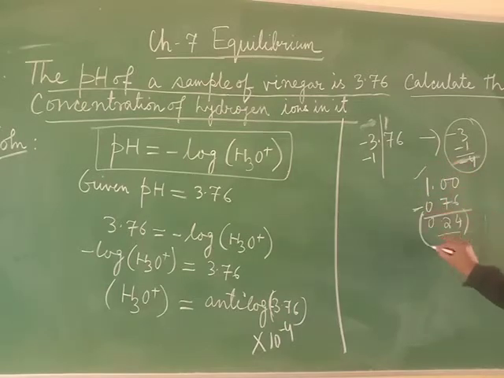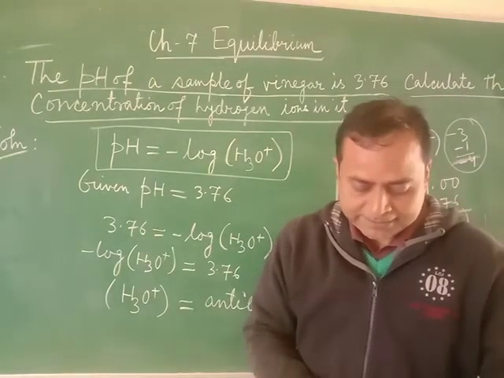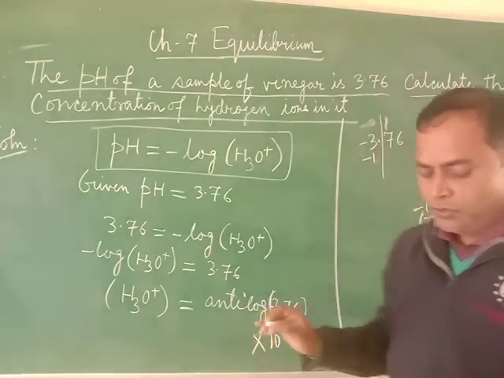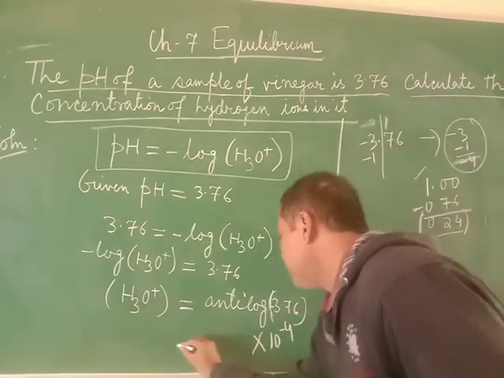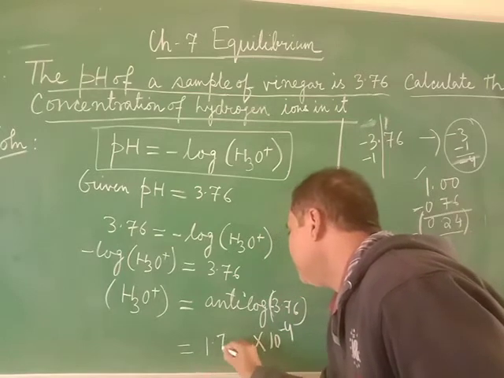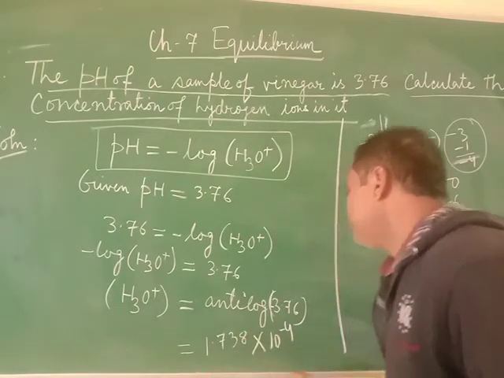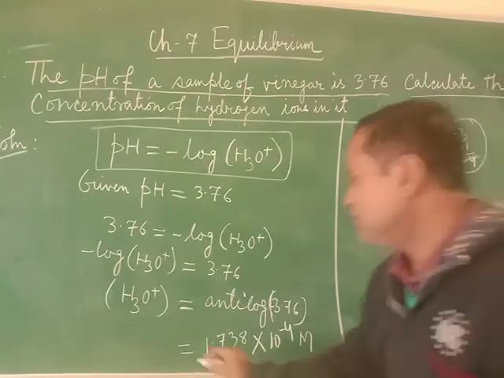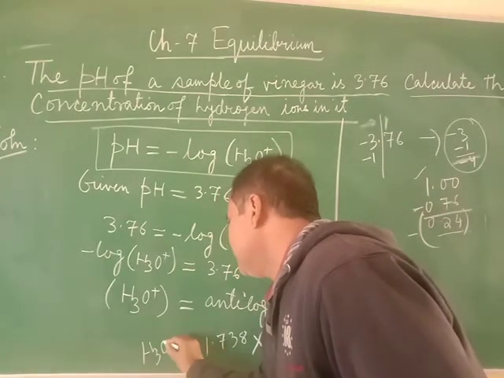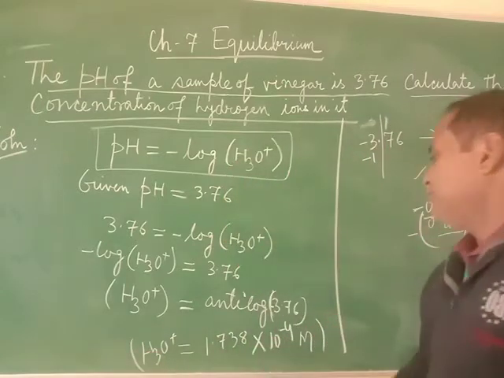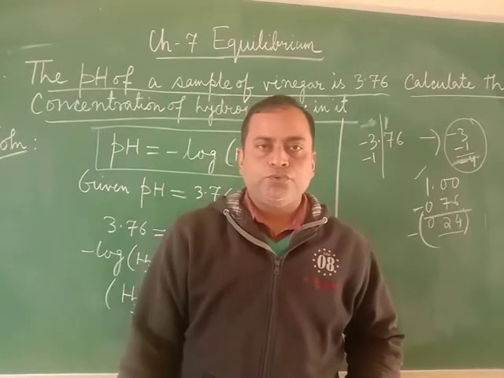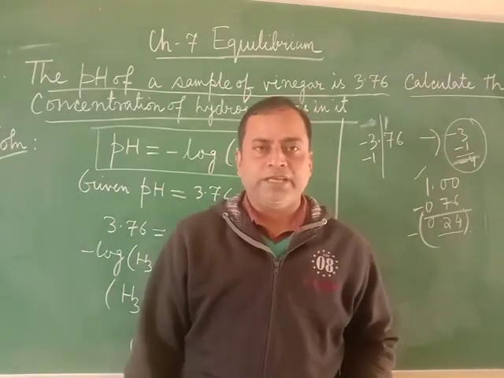So we get 0.24. Now in the log table, I find that the antilog of 0.24 is 1738. So here the answer will be 1.738 into 10 to the power minus 4 moles. So the concentration of hydronium ion is this. So in this way you have to solve questions related to pH and hydrogen ion concentration.